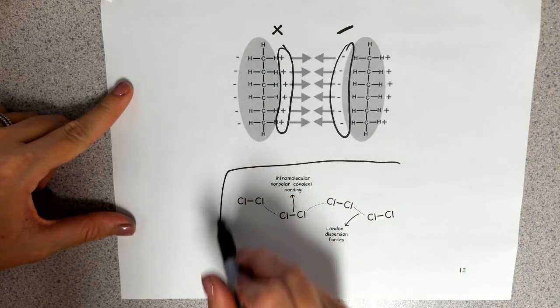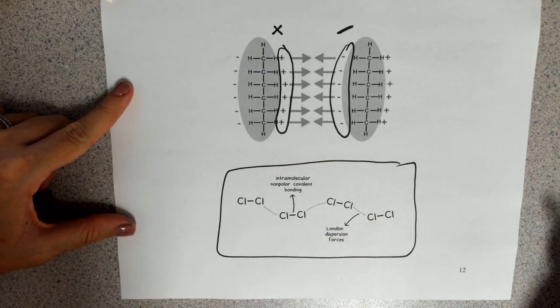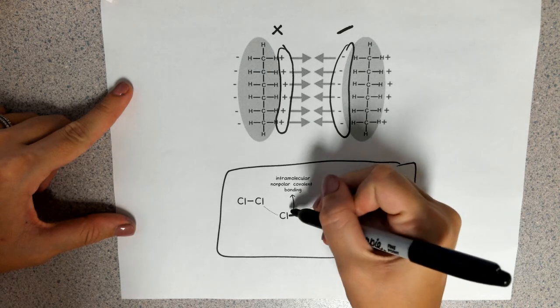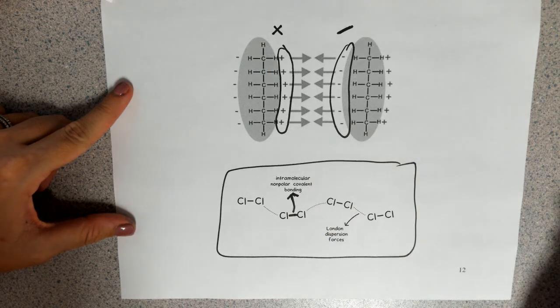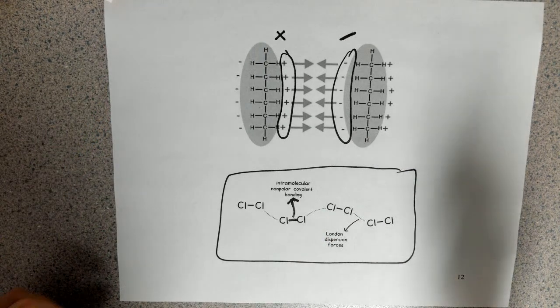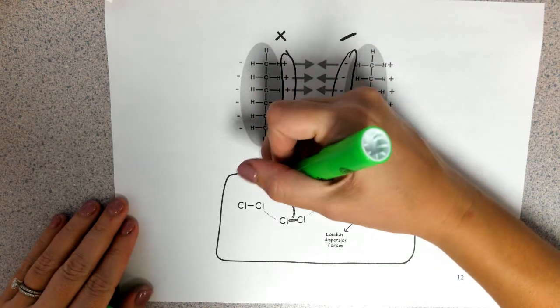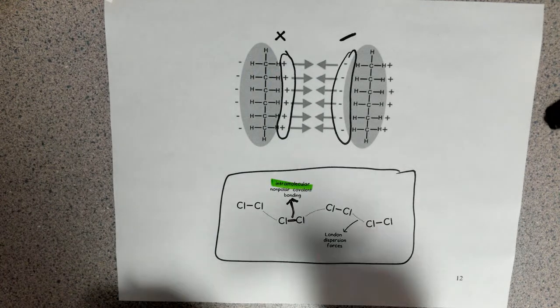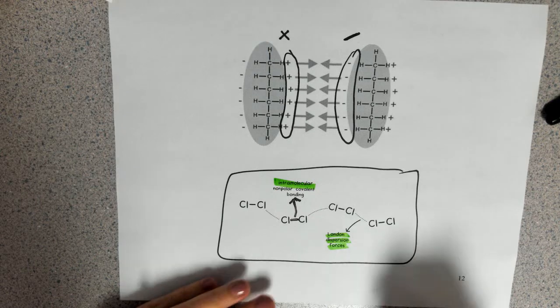And then down here is a picture of a bunch of Cl2 molecules. So in between the Cl2, we've got a nonpolar covalent bond, which is an intramolecular force, or an intramolecular bond. And then in between the Cl2 molecules, we have London dispersion forces, attracting them together.